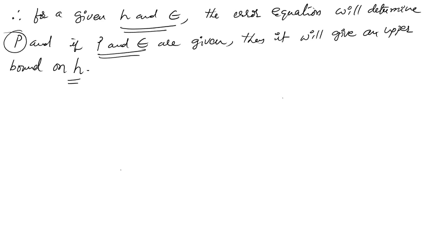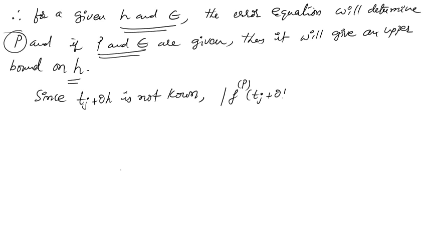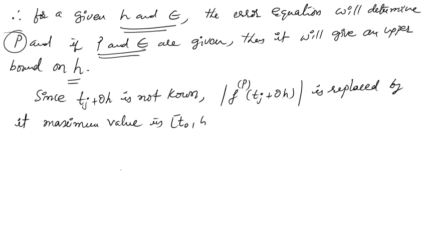Now the next point is, this is important, since tj plus theta h is not known, right? This is obviously not known. Then how to find the value of this one, f of tj plus theta h? We observe the modulus of this function is replaced by its maximum value in the interval t0 comma b. In every error we have considered this. If this value is not known, the pth order derivative of the function having maximum value in t0 b, that was replaced.